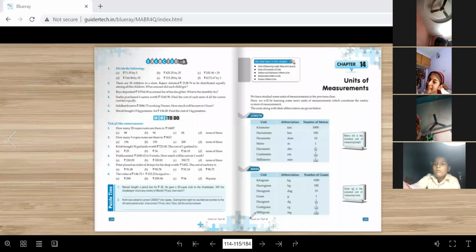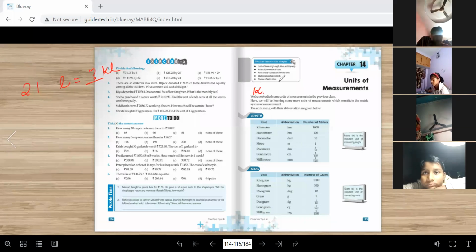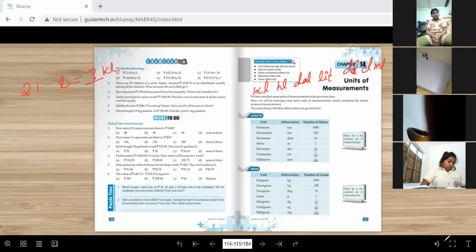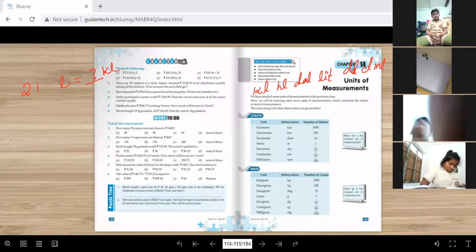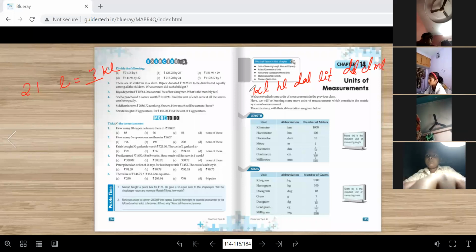Yes, say beta. Ma'am, can you say again? Yes. Suppose I am giving you one question: 21 liter is equal to how much kiloliter? Look at this. The table is kiloliter, hectoliter, decaliter, liter, deciliter, centiliter, milliliter. Everybody look at this very carefully. It is given from liter to kiloliter we are going.